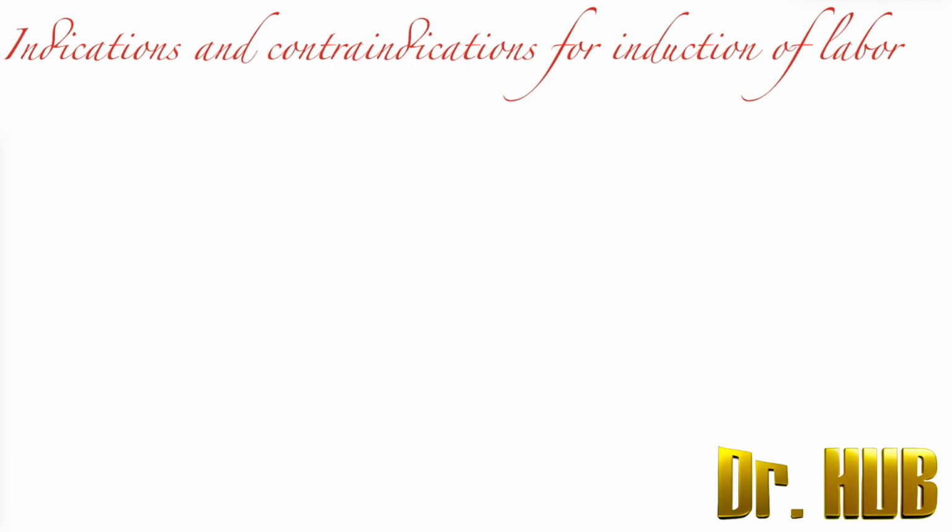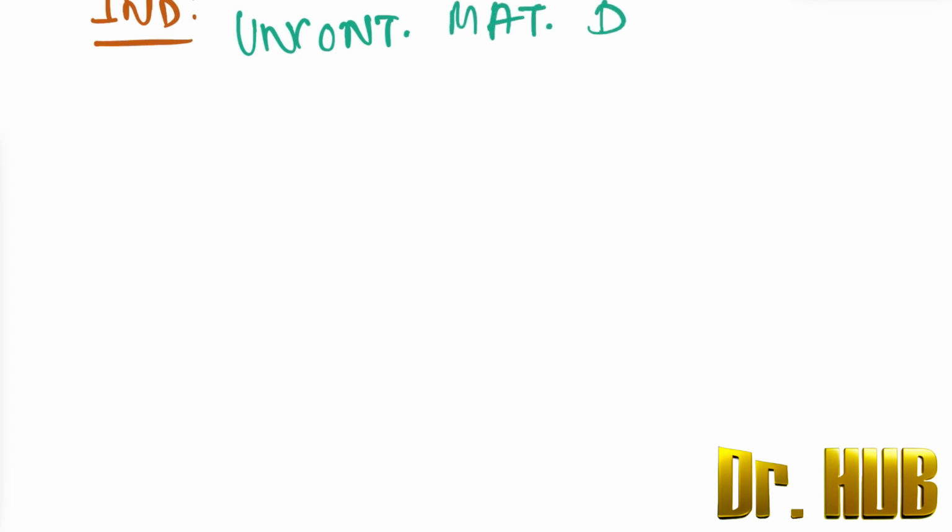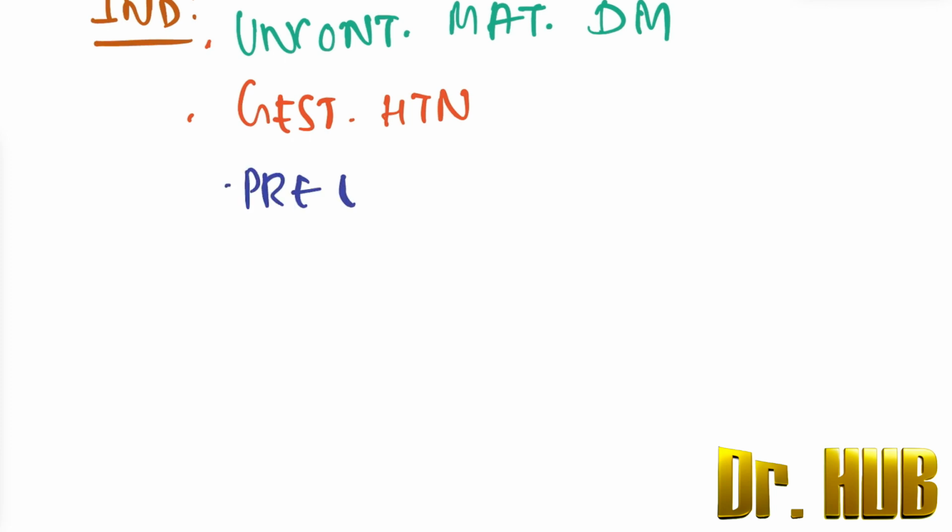So going by the indications, under indications, what do we have? There is uncontrolled maternal diabetes mellitus. Next is gestational hypertension. Then the preeclampsia, as well as the postterm pregnancy.